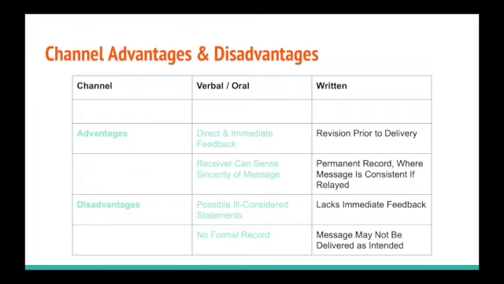For the written channel, the advantages would be revision prior to delivery and a permanent record where the message is consistent if relayed. For the disadvantages of the written channel, it lacks immediate feedback and the message may not be delivered as intended.